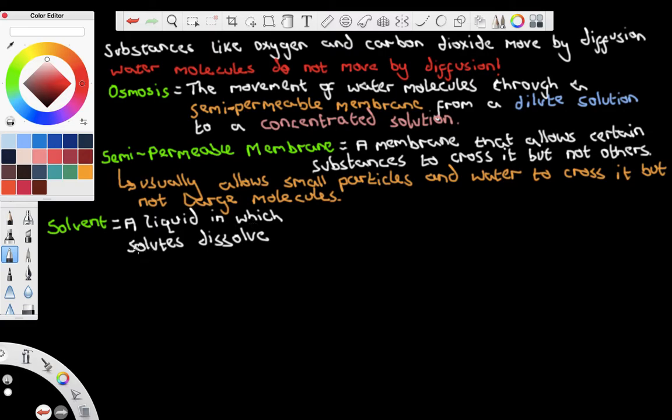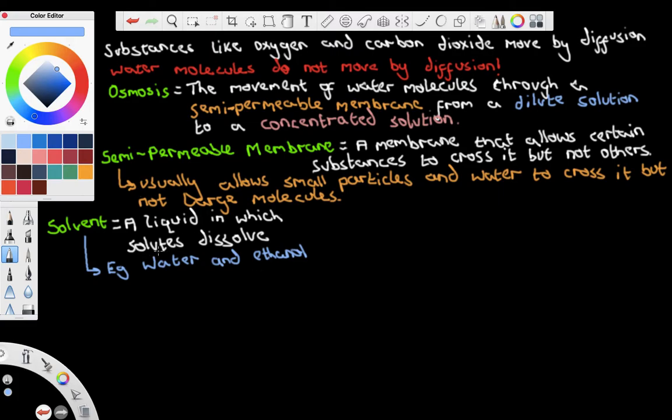A solute is S-O-L-U-T-E-S. That's not a V, that's a U, okay? Now, examples of solvents include, for example, water and ethanol. Ethanol is another solvent that you may hear about in science.